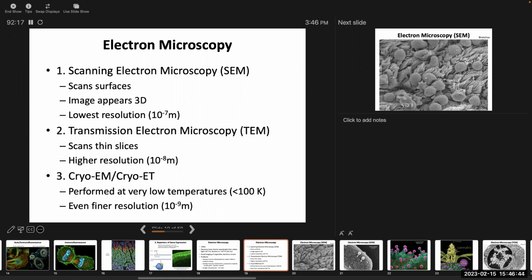And if you're familiar with the Kelvin scale, 0 Kelvin is what we call absolute zero. It's the temperature at which all atomic motion stops. So cryo-EM and cryo-ET are performed at around 100 Kelvin, which is like negative 300 Fahrenheit, something like that. Very, very cold. But this allows you to see even smaller things, down to about 10 to the minus 9 meters, so down to the scale of a nanometer. So basically down to molecular scale.